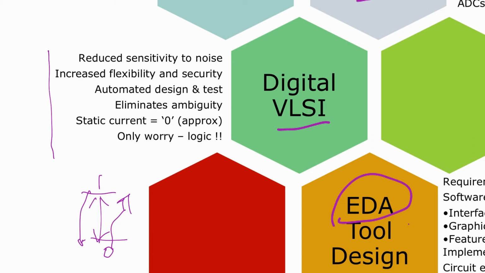In analog, a small change in a value, a small change in threshold, for example, could alter your circuit in a big way. But that's not the case in digital VLSI design. So you have two good levels, and there's a considerable distance between a 1 and a 0. So you have reduced sensitivity to noise. A small noise cannot switch your value from 1 to 0 or 0 to 1. Right, so you have increased flexibility and security.